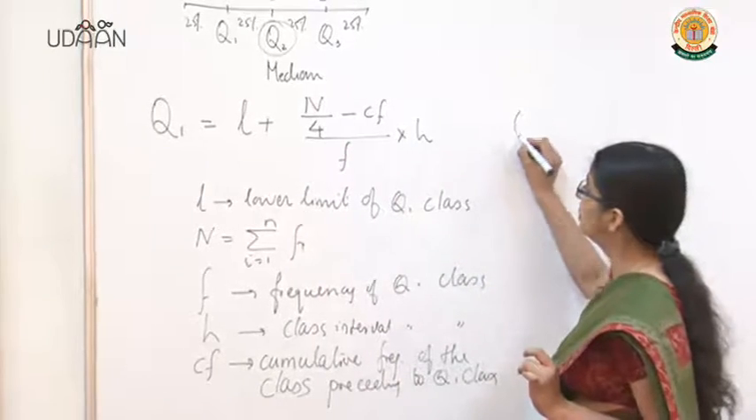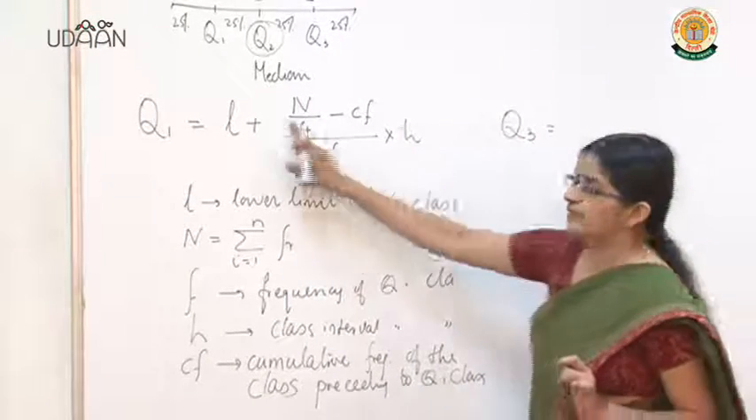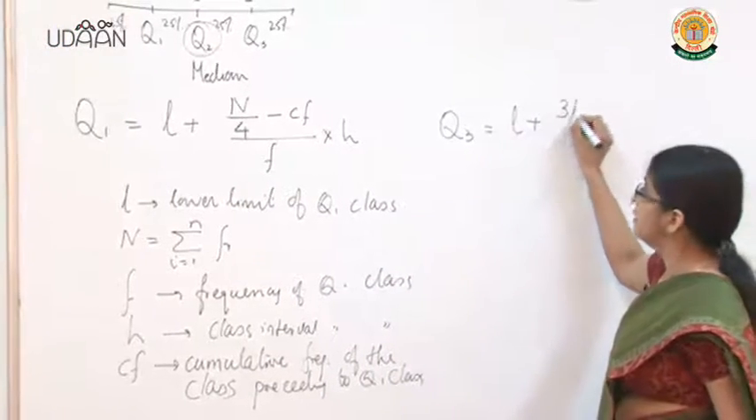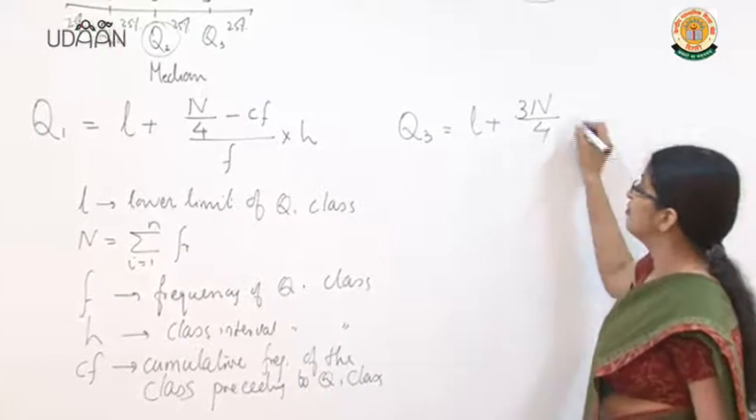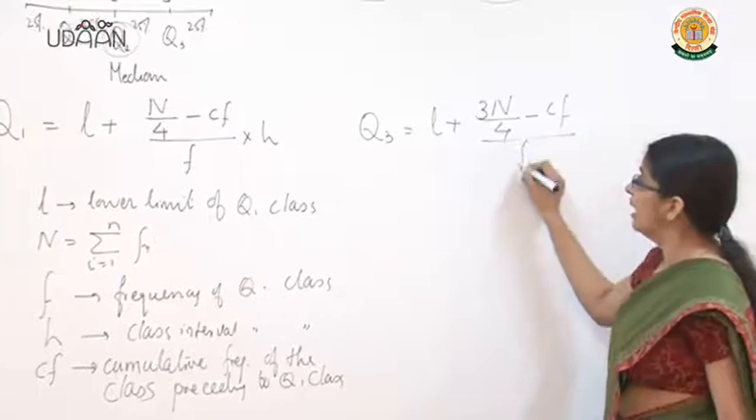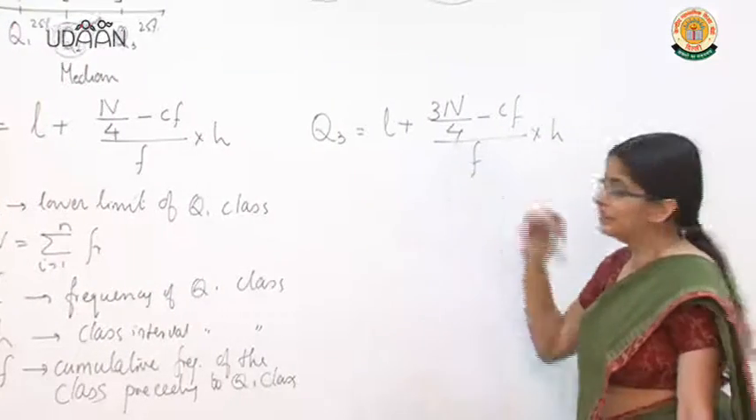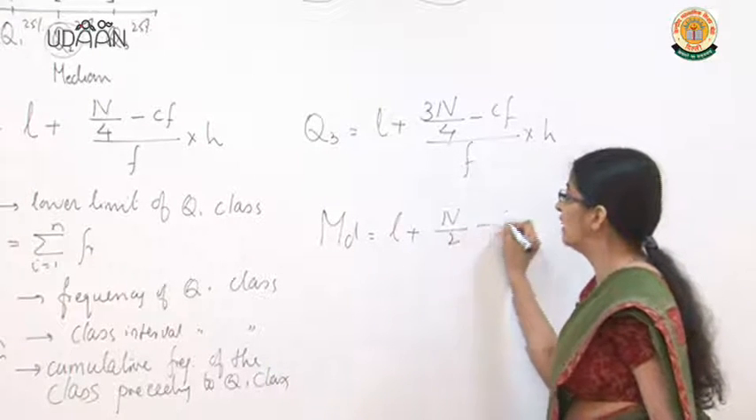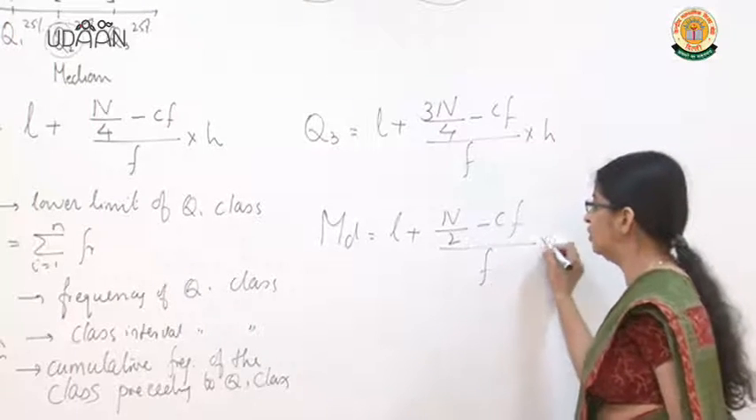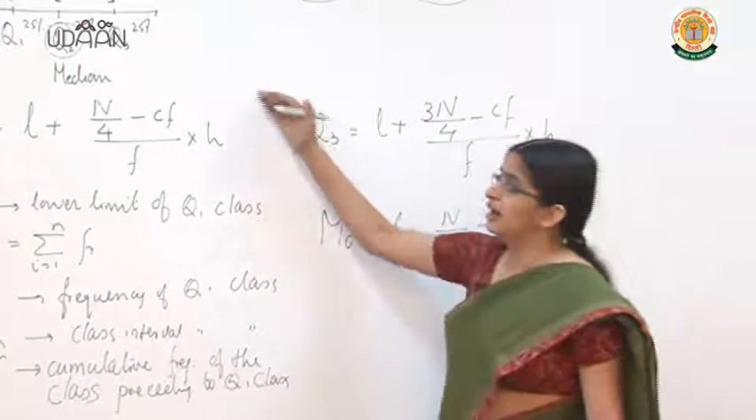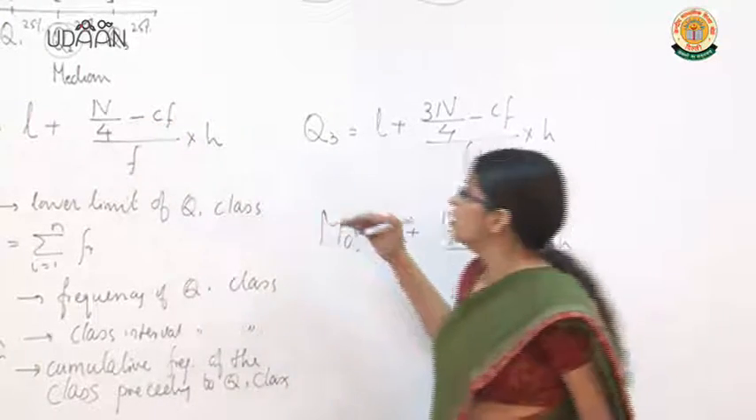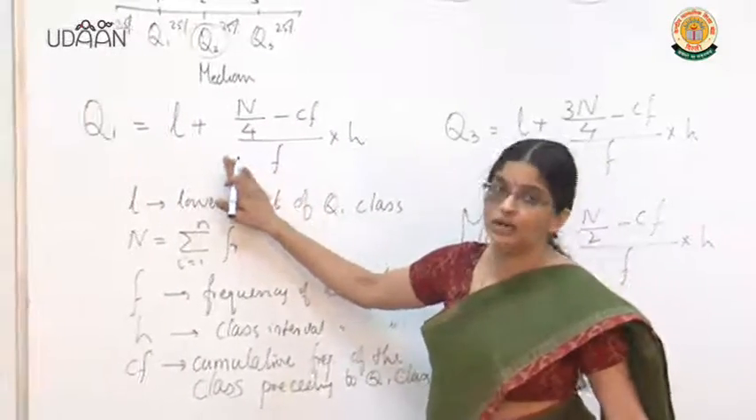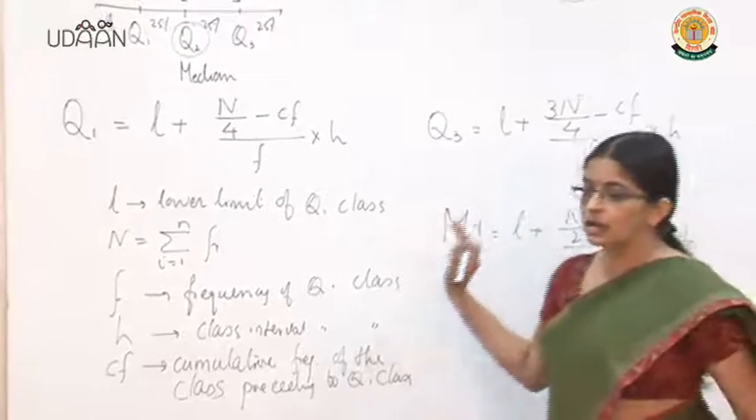अब आप बता सकते हो what will be the corresponding formula for Q3? In case of Q3, instead of n by 4, it will be L plus 3n by 4 minus Cf divided by f into h, right? For median, it will be L plus n by 2 minus Cf divided by f into h. So, these are the formulas for finding out the quartiles Q1, Q3 and median. Q1 is also called first quartile and Q3 is the third quartile.